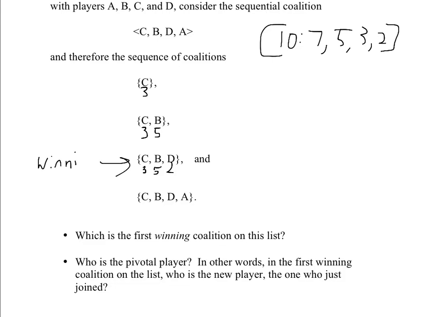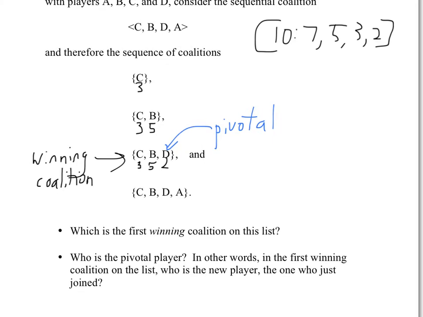So this is the first winning coalition on our list, and we conclude, therefore, that D is the pivotal player. D is the one player whose arrival on the scene made all the difference, transforming what was not yet a winning coalition into a winning coalition. From the viewpoint of Shapley and Shubik, D is the one who is exercising real influence here.